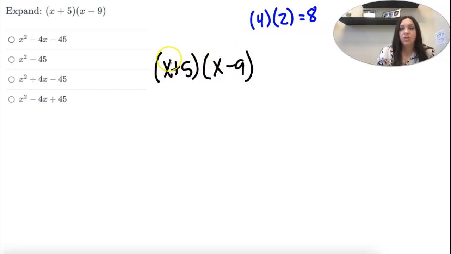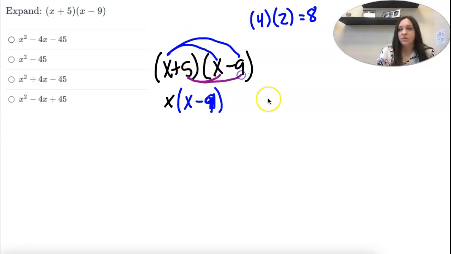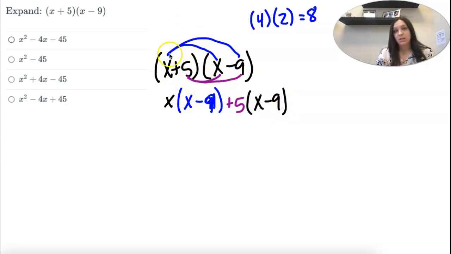We want to distribute this x to both of these terms in the next binomial. So I'm just going to write it. So I have this x, and I'm timesing by both in the second binomial, x minus 9. And then we're going to do the same thing. I want the 5 to both of those as well. We have to make it even. So then plus 5 goes to both of those. So you can use this, I call it the rainbows method, or you can write it out like the distributive.